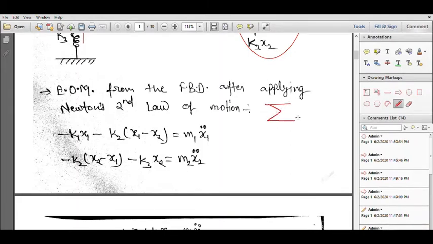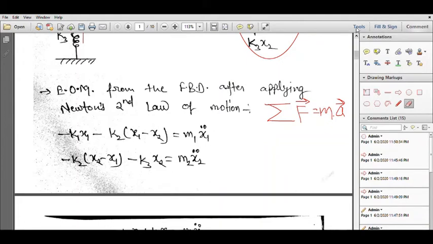The vector sum of all the forces in any particular direction is equal to mass into acceleration in the same direction. This is Newton's second law of forces. Because I am taking the vector sum, I need to show the vector sign over force and acceleration, right?